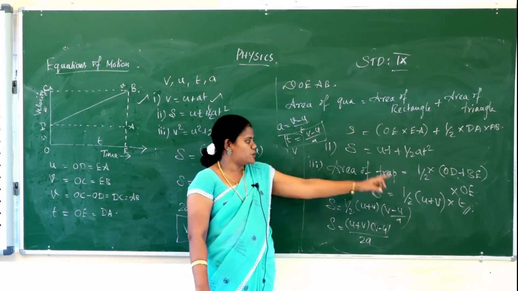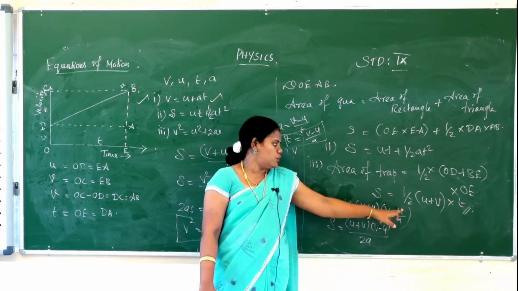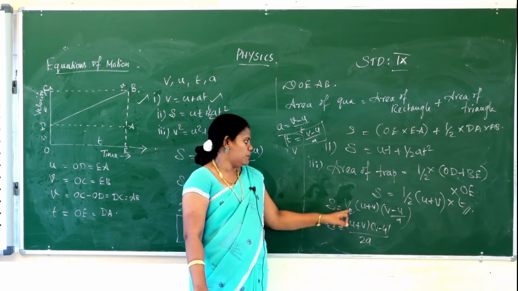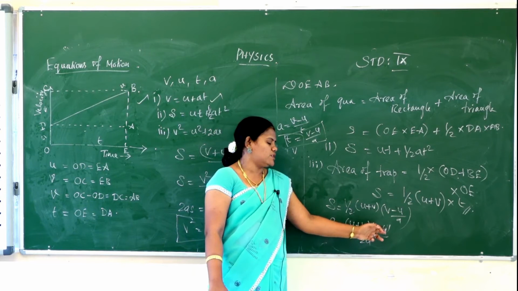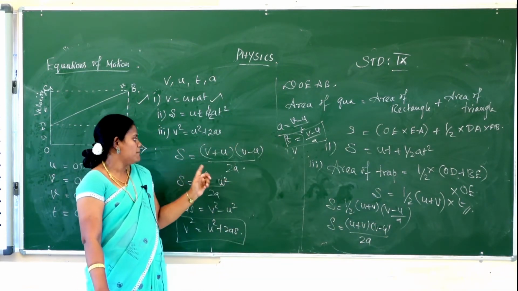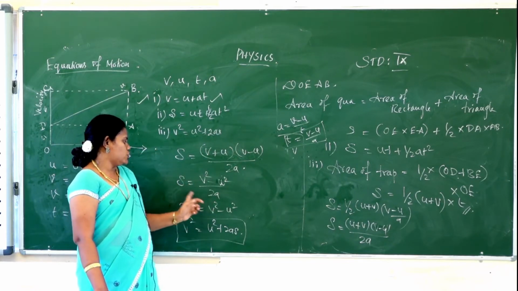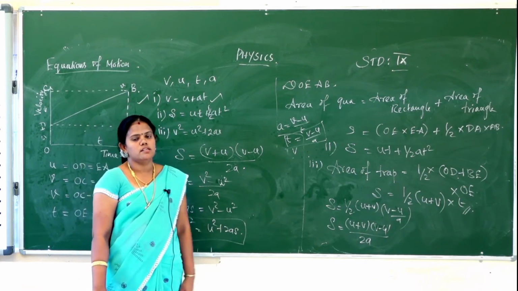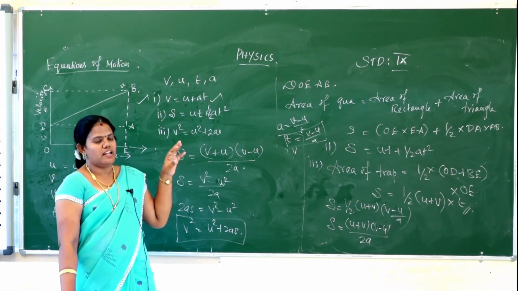Substitute this T value: half of U plus V into V minus U by A. In the numerator we have U plus V into V minus U, and the denominator is 2A, so V square minus U square by 2A. So 2AS is equal to V square minus U square, and V square is equal to U square plus 2AS. So the three equations of motion are expressed on the basis of the graphical method.